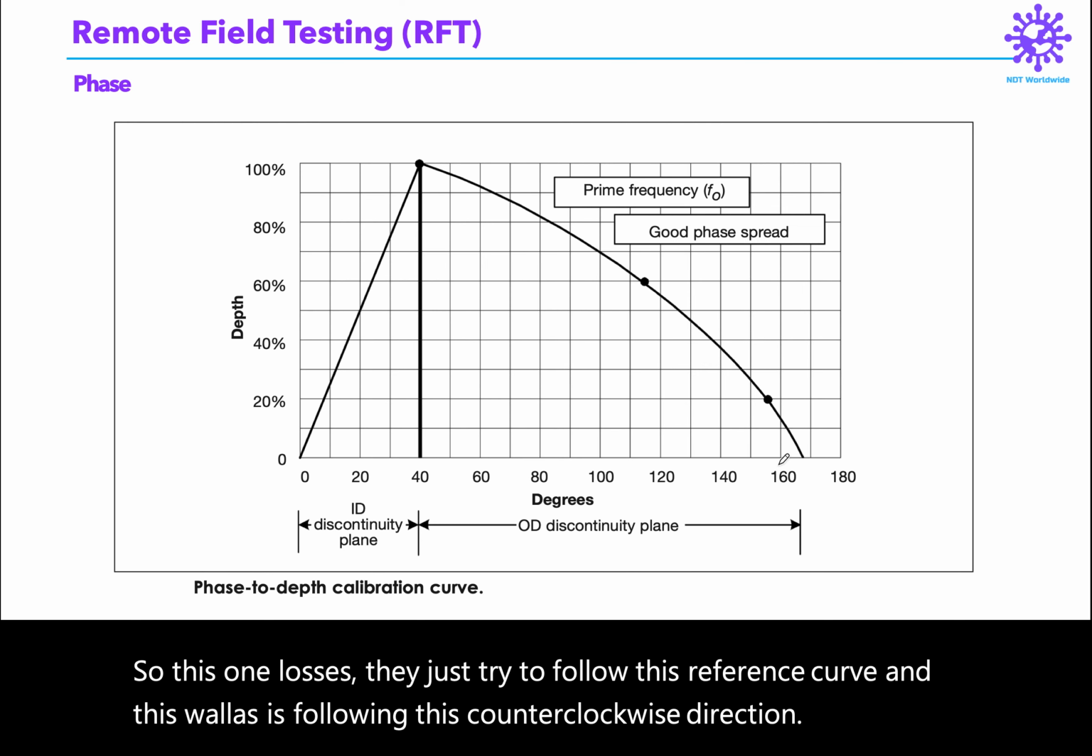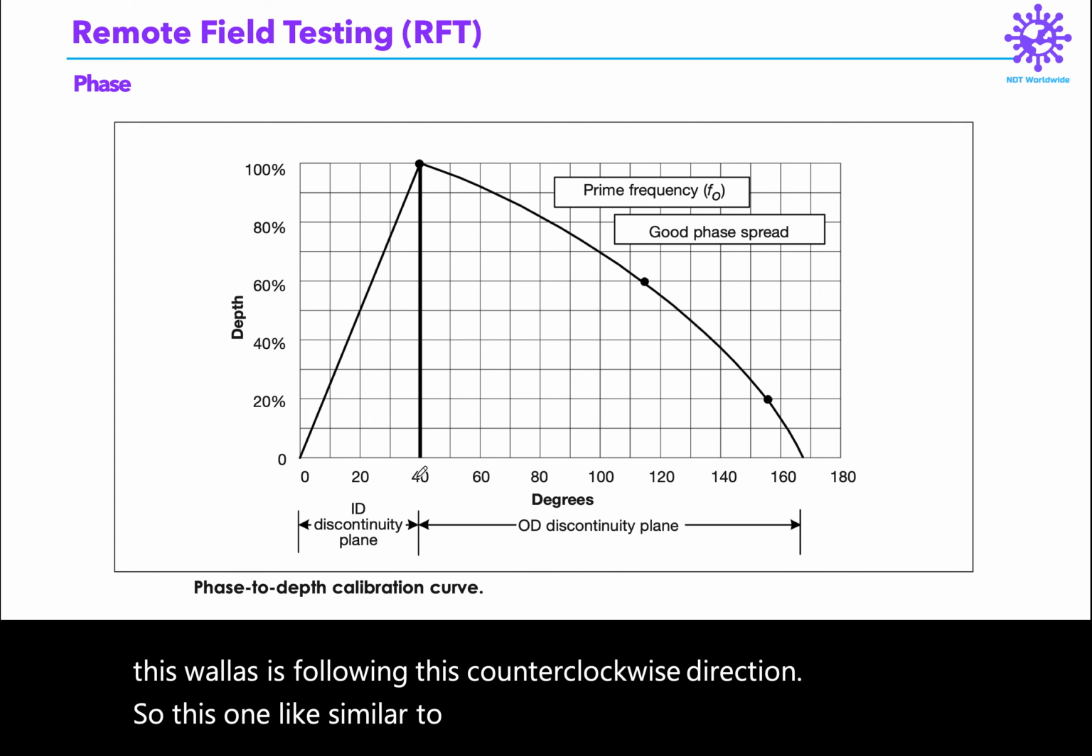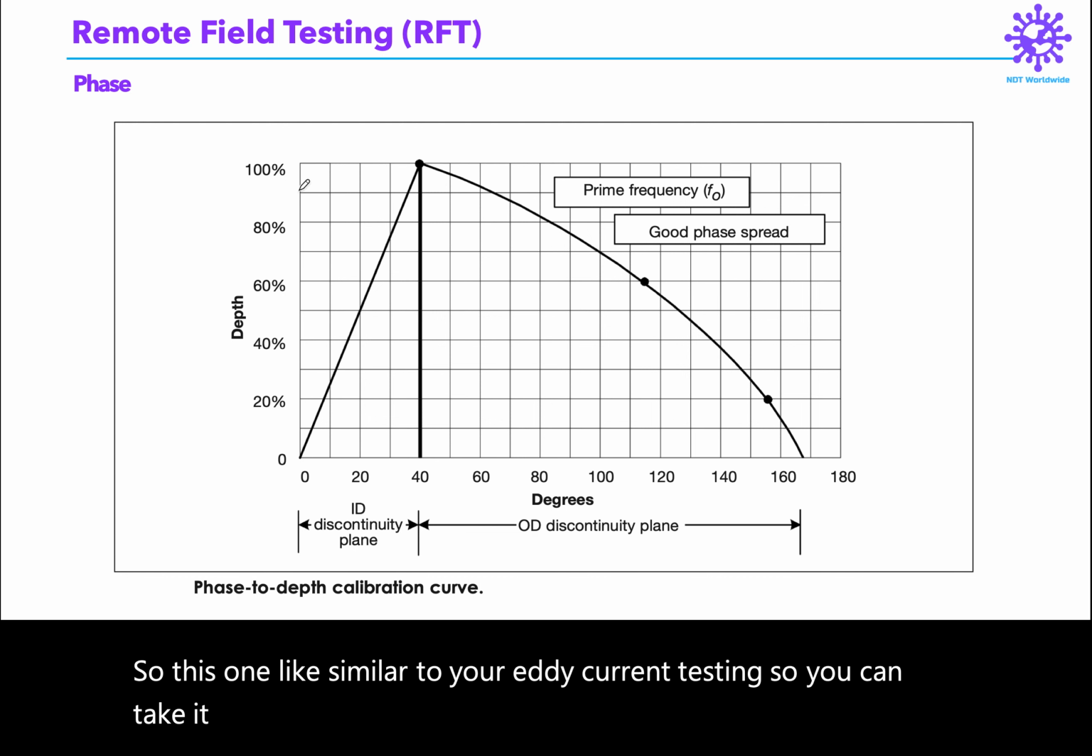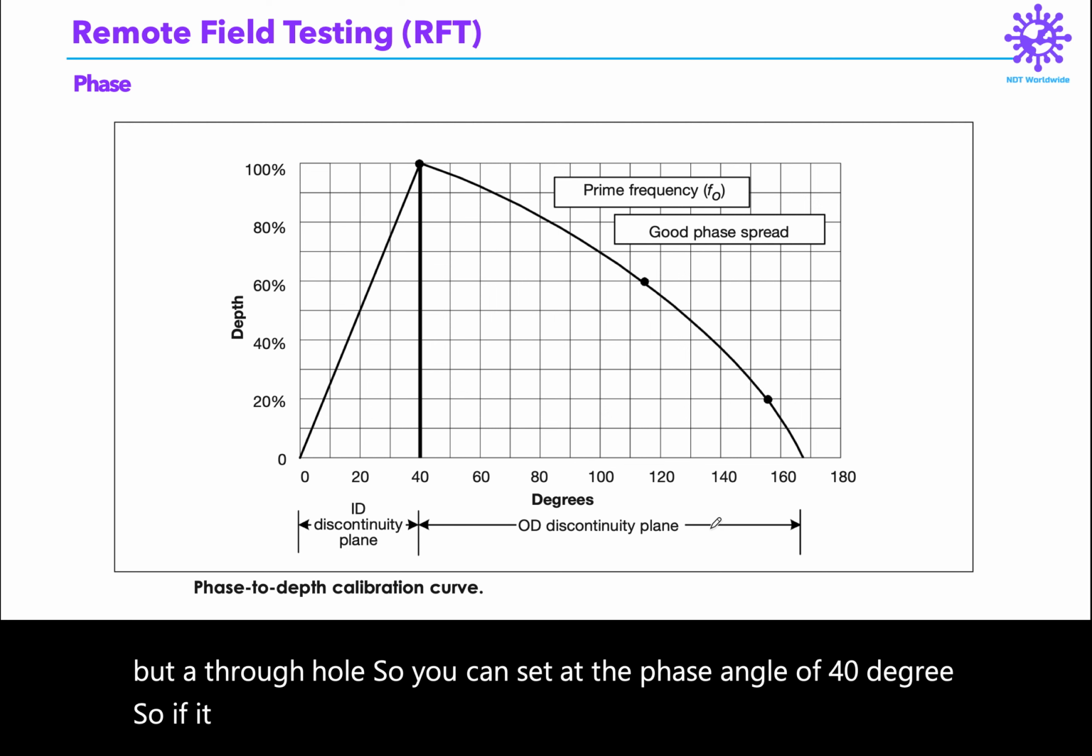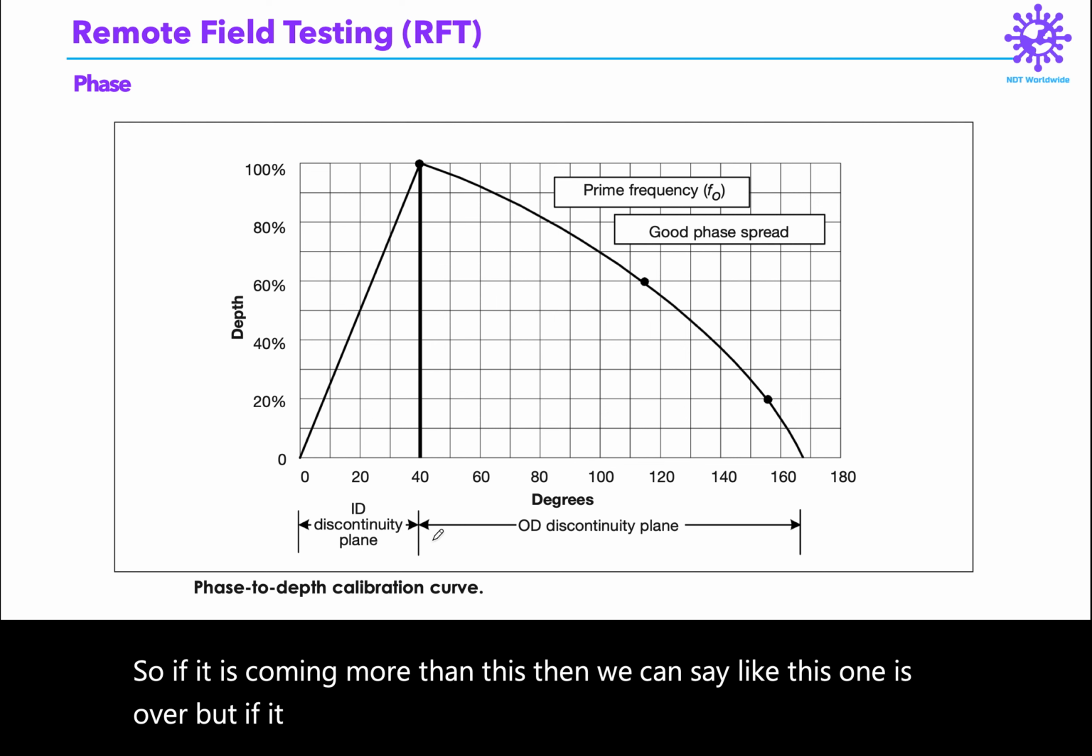Okay, so this one is similar to your eddy current testing, where you can take a through wall hole. This one is 100% wall loss, that is nothing but a through hole. So you can set it at a phase angle of 40 degrees. If it is coming more than this, then we can say this is an OD discontinuity, but if it is coming lesser, this is an ID discontinuity. So this one we call phase to depth discrimination.